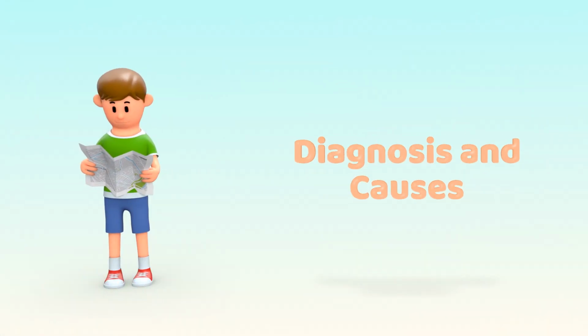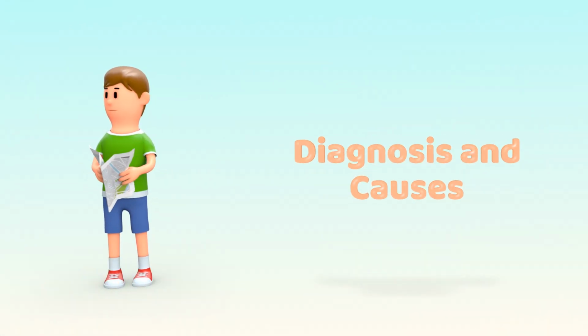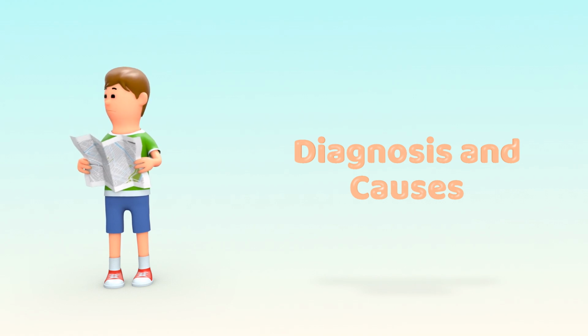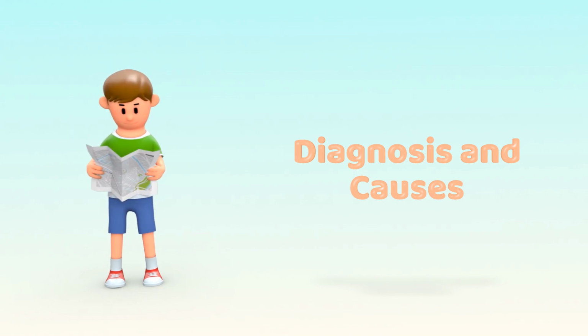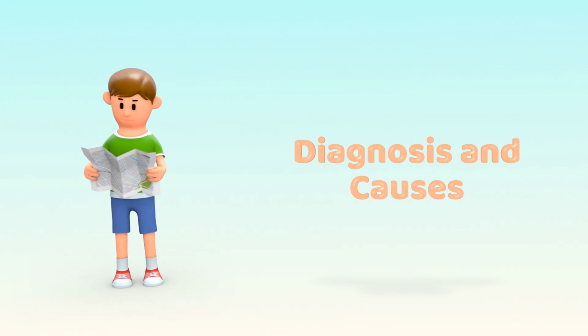ASD is typically diagnosed in early childhood, and while the exact cause is not fully understood, genetics and environmental factors are believed to play a role in its development.